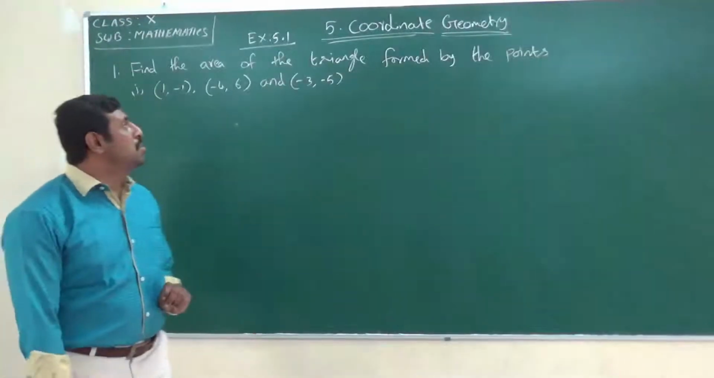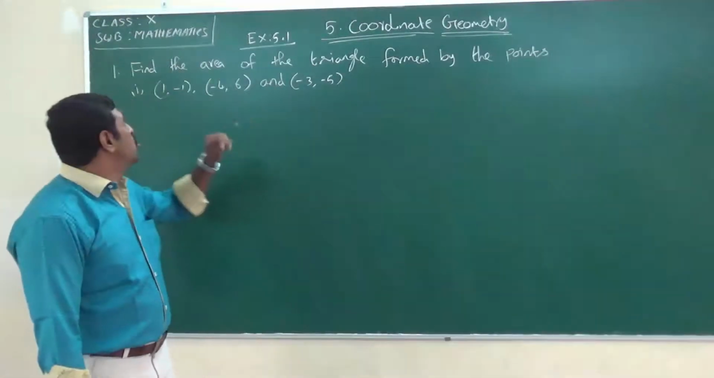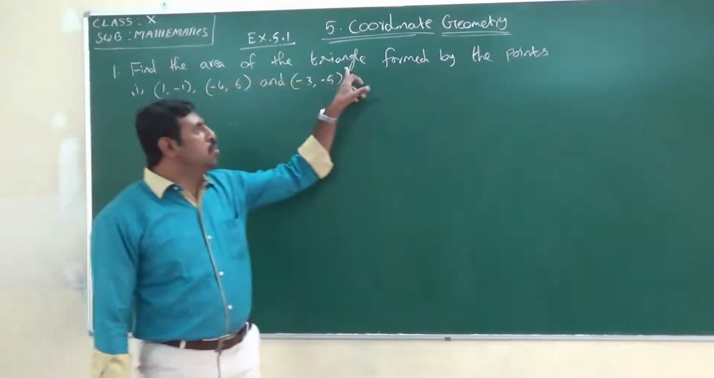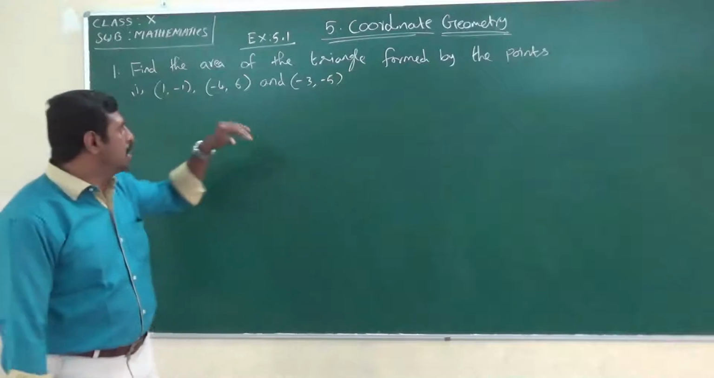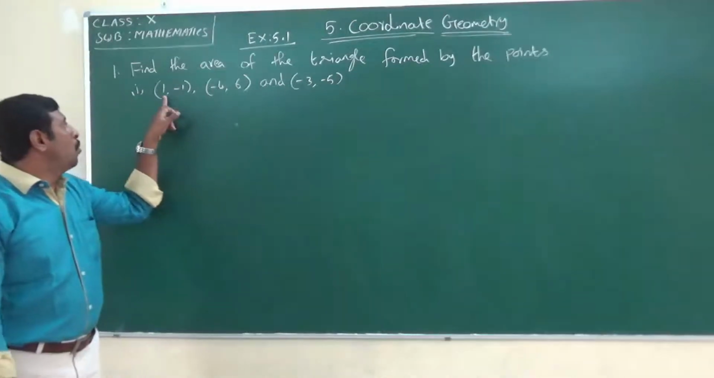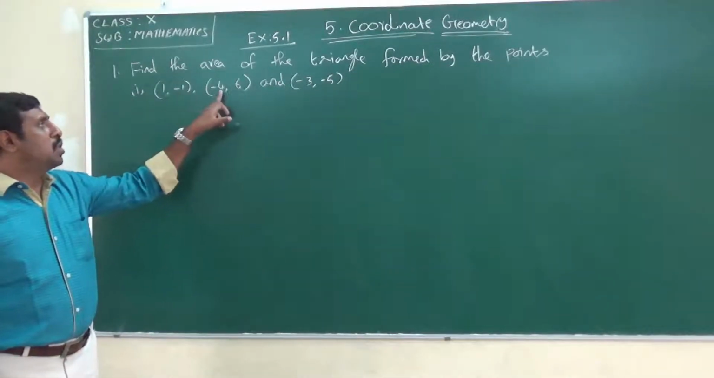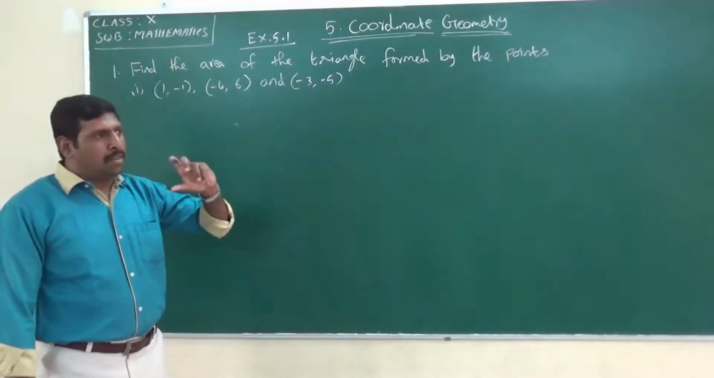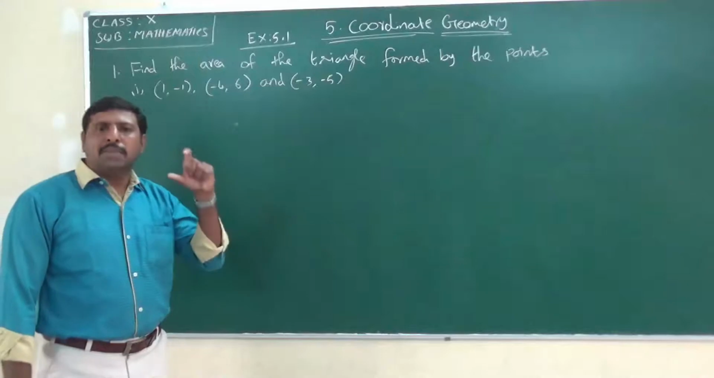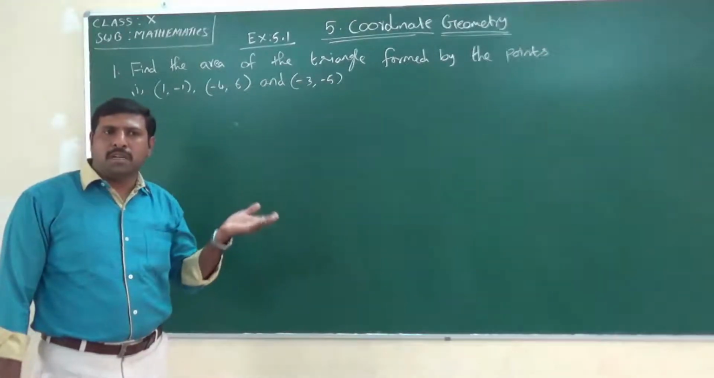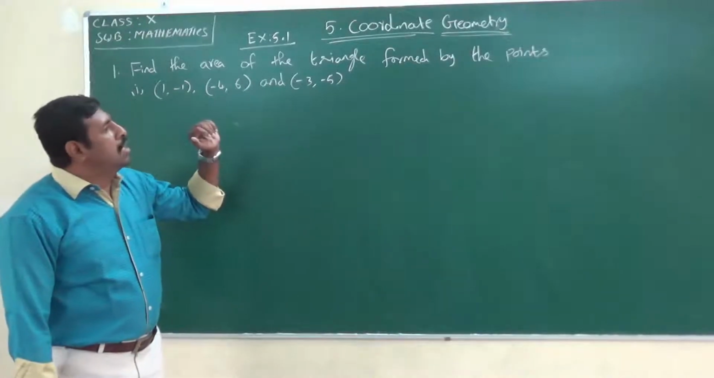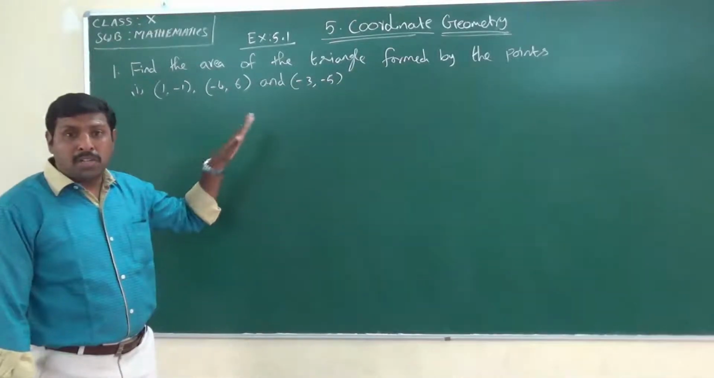Students, exercise number 5.1 in coordinate geometry. See question number 1. Find the area of the triangle formed by the points. Here the 3 points are given: (1, -1), (-4, 6), and (-3, -5). In lower classes, when the measurements are given, we can find the area of the triangle using the formula base into height. Here the 3 vertices points are given, right?